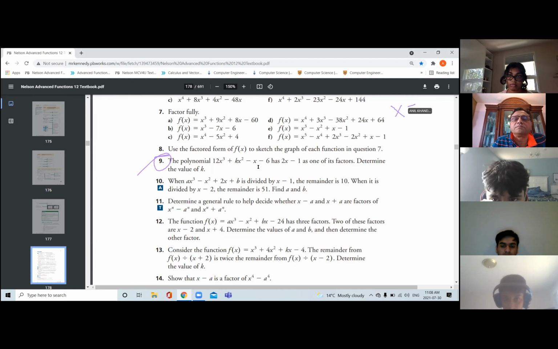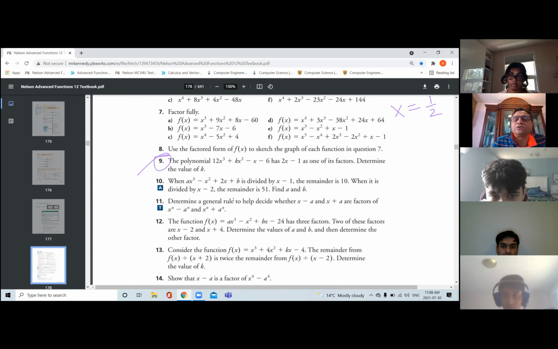Would you divide it and then find it? No need to divide. We know that 2x minus 1 is a factor. Therefore, when you divide by 2x minus 1, 0 should be the remainder. We'll use the remainder theorem.